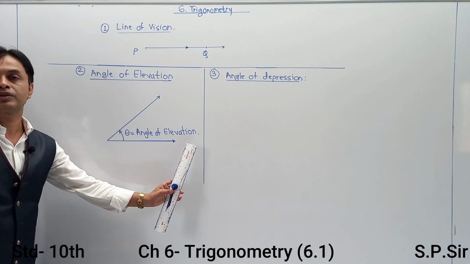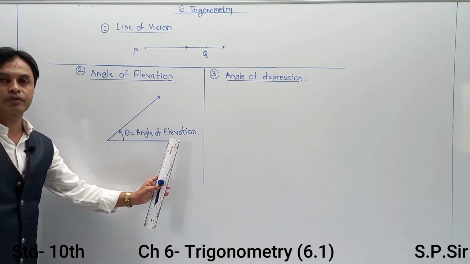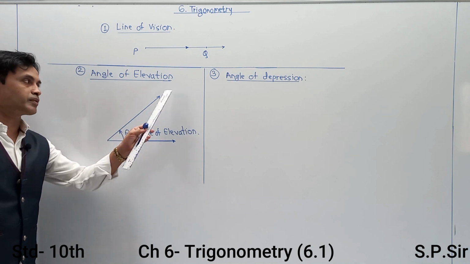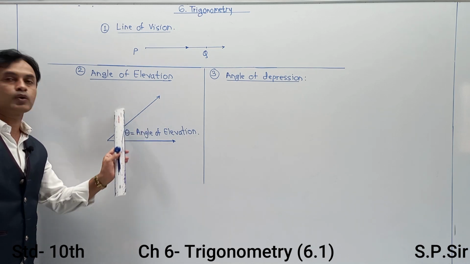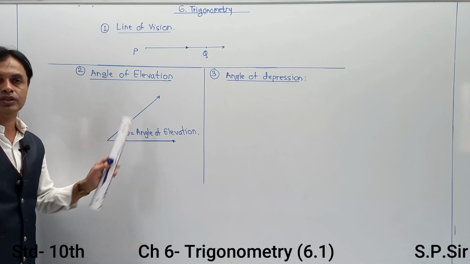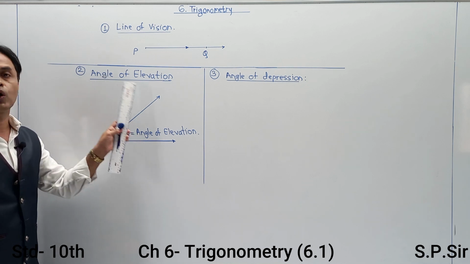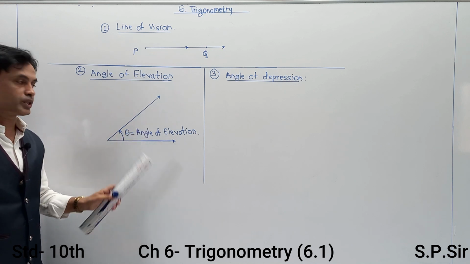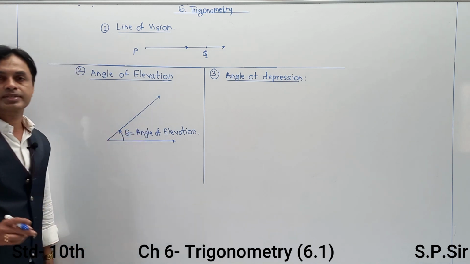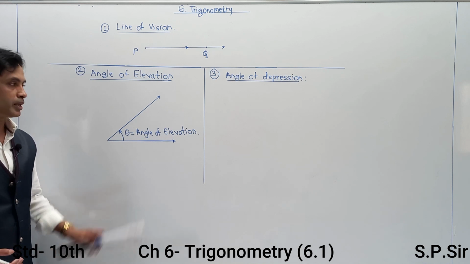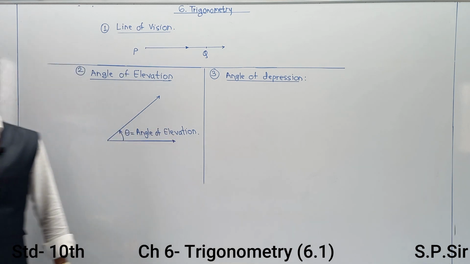There is a line of vision which is horizontal, and you are observing some object which is at the top, and your angle goes on increasing in the positive direction, or you can say anti-clockwise. That concept is called the angle of elevation. In numericals it is given as theta, maybe 30 degrees, 45 degrees, 60 degrees, depending upon the problem. So read it carefully.